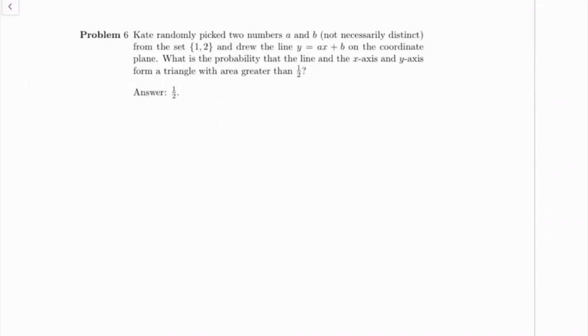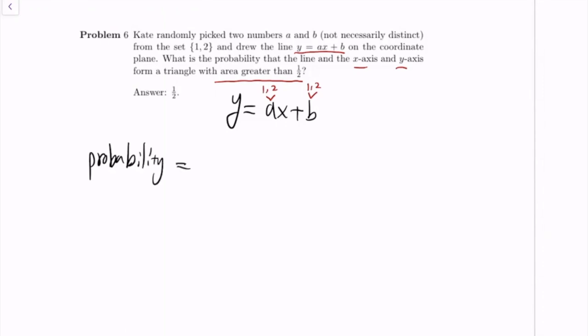Problem number 6. Kate randomly picked two numbers, A and B, from the set {1, 2}, and draws the line y equals ax plus b on the coordinate plane. What is the probability that the line and the x-axis and y-axis form a triangle with area greater than 1/2? Here we have a line, y equals ax plus b. This is a random line because the coefficients can be chosen from 1, 2, and this is also 1, 2. We want to calculate the probability, so we just apply the basic formula: probability equals the number of all possible lines.